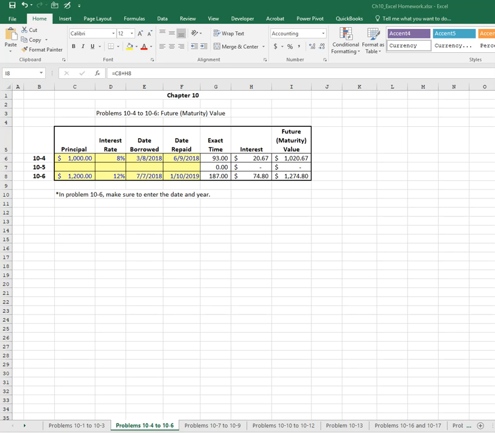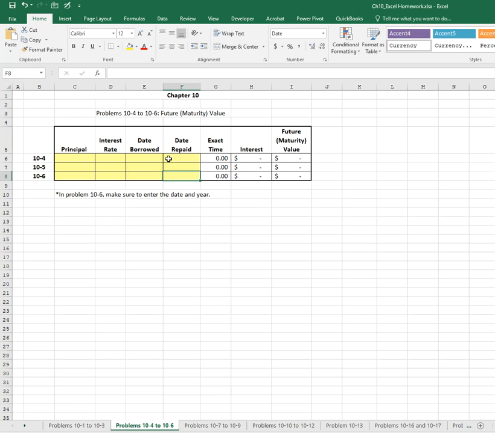I'm going to help answer the question on how we are calculating the interest and the future maturity value of our loans on problems 10.4, 5, and 6. You can see that I've got 10.4 and 6 filled in here. I'm going to take those out and we're going to talk our way through calculating them. And then I think 10.5 will just come real easy for you guys.